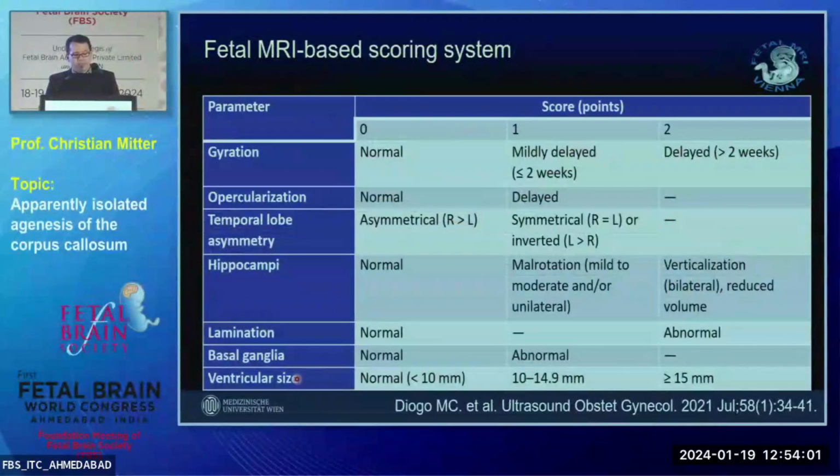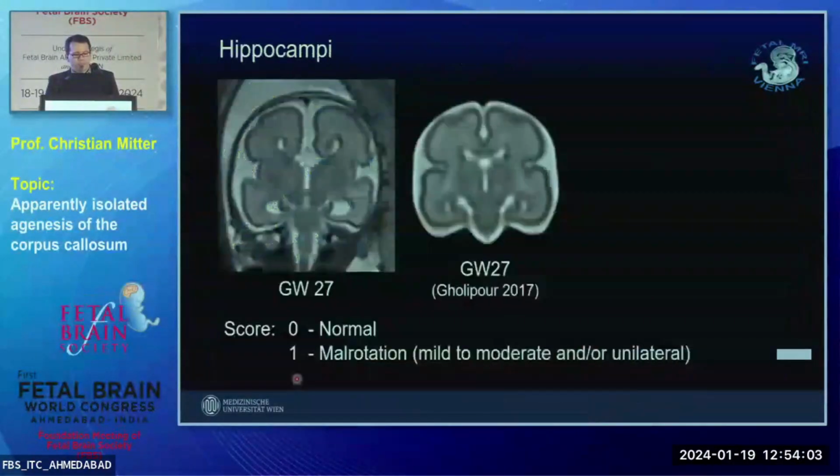Next, hippocampi. Here in the middle is the normal appearance of the hippocampus on coronal images in the 27th week. See, it is rotated into the temporal horns of the ventricle. If you compare it to this case of callosal agenesis, you see a malrotation. So it is much more vertical than in a normal case.